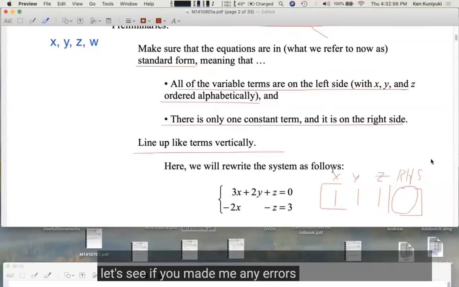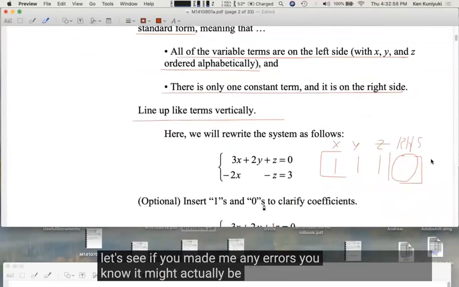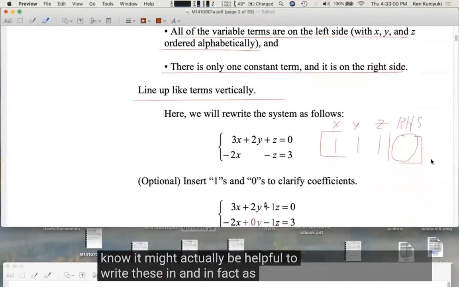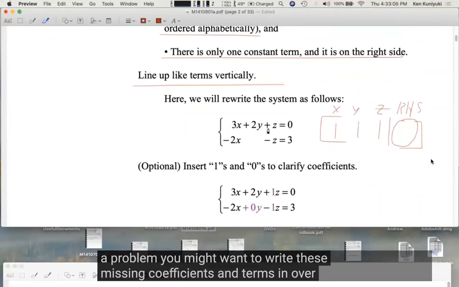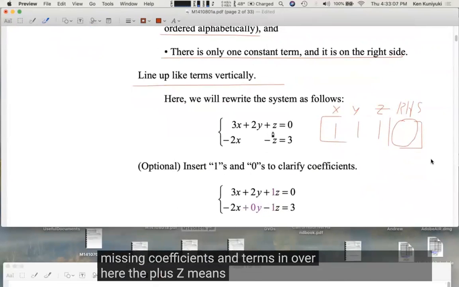Let's see if you made any errors. You know, it might actually be helpful to write these in. And in fact, as you solve a problem, you might want to write these missing coefficients and terms in. Over here, the plus z means plus 1z, not plus 0z.